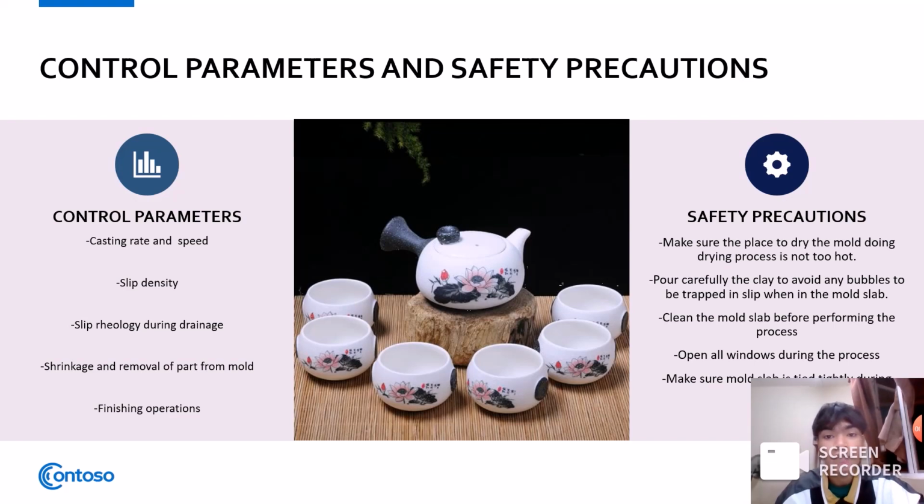Control parameters and safety precautions. Control parameters: the casting rate and speed, slip density, slip rheology during drainage, shrinkage and removal of part from mold, and finishing operations. While for the safety precautions, make sure the place to dry the mold during the drying process is not too hot. Pour carefully the clay to avoid any bubbles being trapped in the slip when in the mold slab, and clean the mold slab before performing the process.